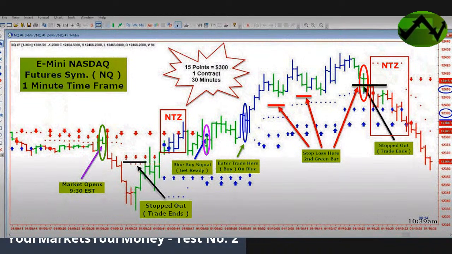Okay, I got my first chart up here, and you can see, I'm going to go to full screen mode. Hold on here. Okay, you can see where the market opens at 9:30, and I have that circled with a green ellipse. This is the E-mini NasDaq, a futures contract. It's NQ. This is not the micro contract. This is the standard NQ contract. It's on a one minute, 3 minute time frame.